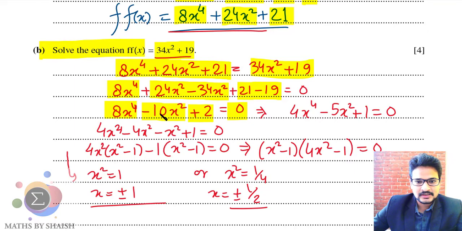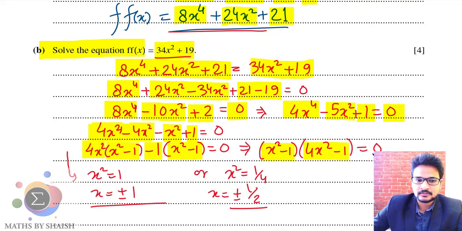And we can see 2, 10, 8 can all be divided by 2. So we divide it, and we get 4x power 4 minus 5x square plus 1 equals 0. Now we will factorize it. 4 into 1 is 4, so 4x power 4 minus 4x square minus x square plus 1. I split the middle term, and then we take the common from the first two. We get 4x square common, x square minus 1 is left. From the last two, minus 1 is common, again x square minus 1. So x square minus 1 is common, and we are left with 4x square minus 1.